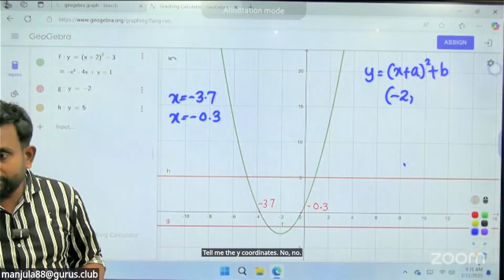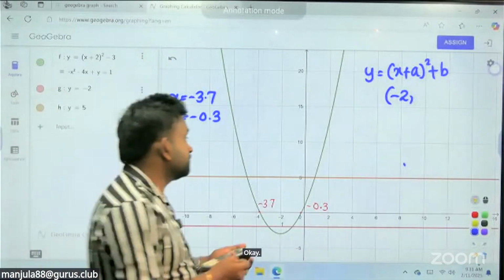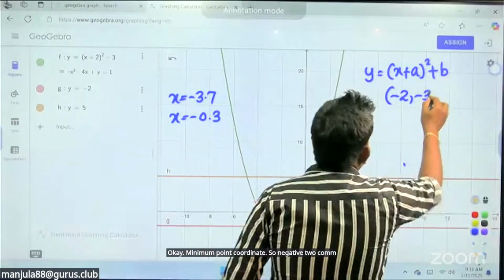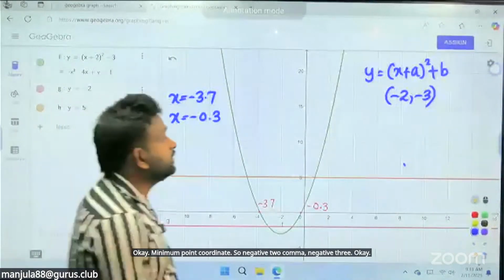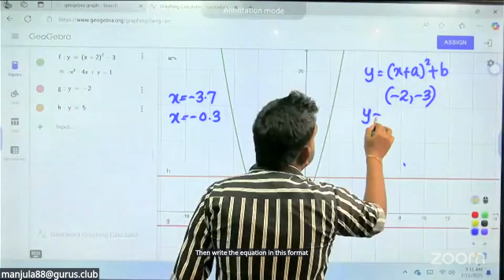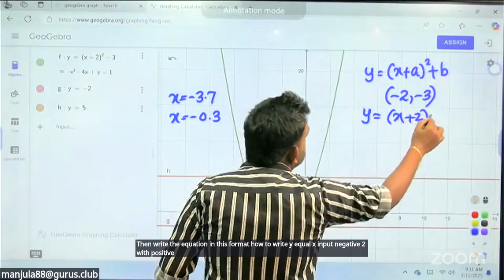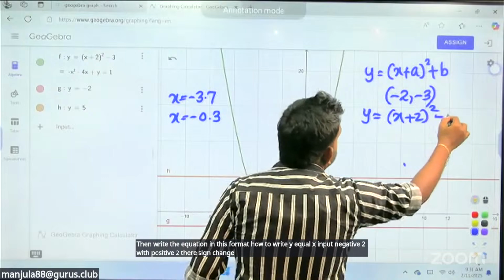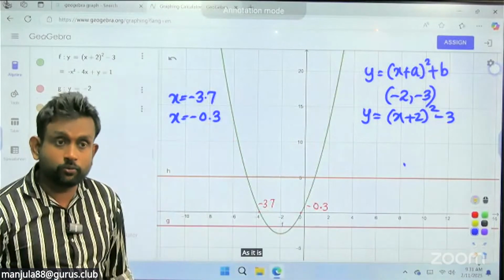Y coordinate also -3. Okay. Minimum point coordinate, so -2, -3. Then write the equation in this format. How to write? y equals (x + 2) perfect square, sign changed, and here -3 as it is. Now how to find the square root 3?